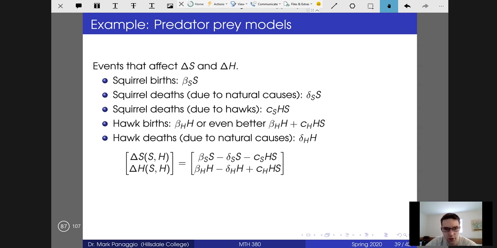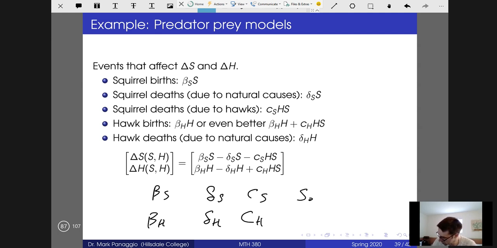Now, the challenge is we don't actually know the parameters here, and there are a lot of them. We have beta S, we have delta S, we have CS, we have beta H, we have delta H, we have CH, and then we also have initial values. How many squirrels did we begin with? How many hawks did we begin with? So there are actually 8 different parameters that we would need to know to be able to actually describe this system and say exactly what we think is going to happen.